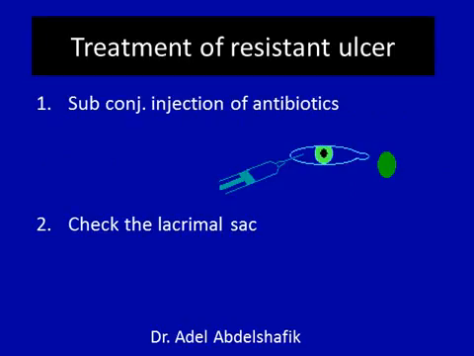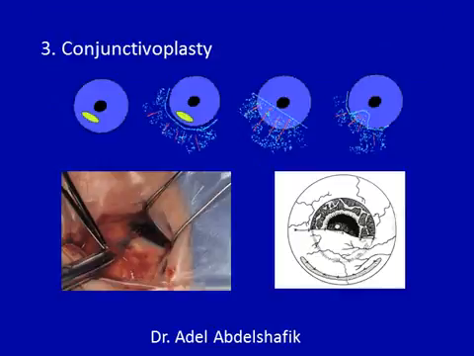If we give this treatment and there is no response, then we can add subconjunctival antibiotic injections. We can check the lacrimal sac if there is a source of infection there. Then we can do the technique of conjunctivoplasty. In conjunctivoplasty, we dissect the nearby conjunctiva, pull it and suture it to the cornea. This will bring blood vessels over the area of the ulcer, with more defense mechanisms reaching it.